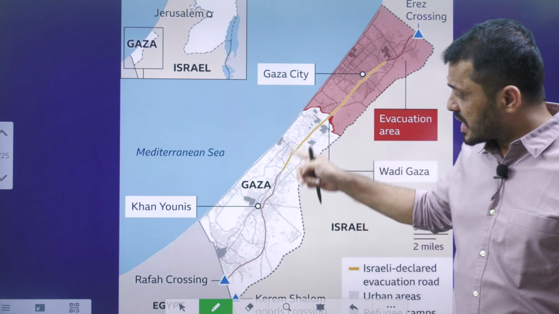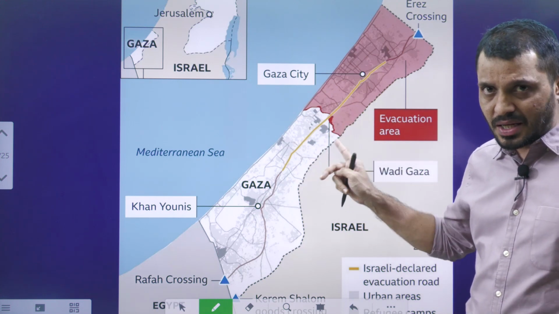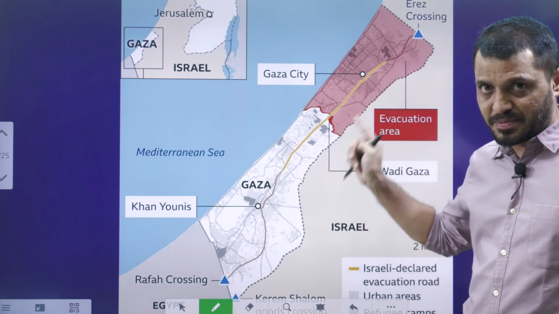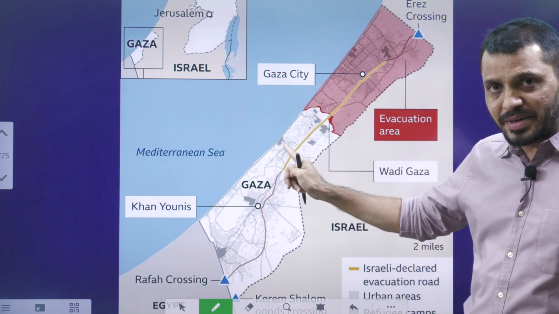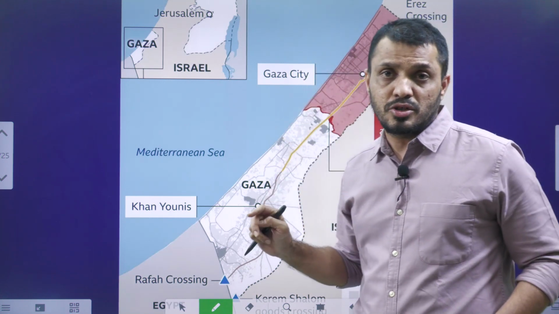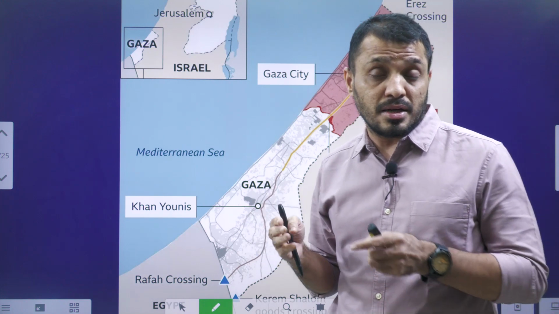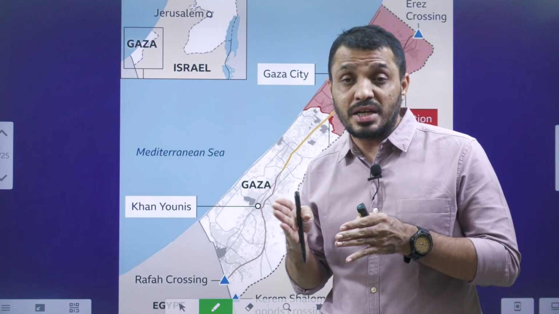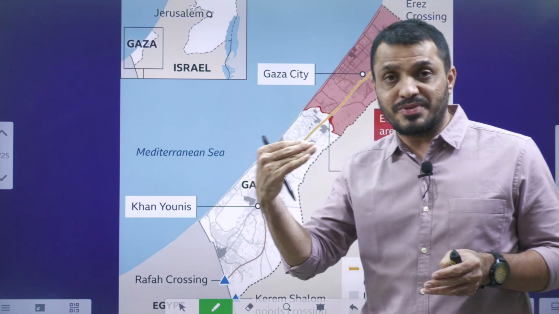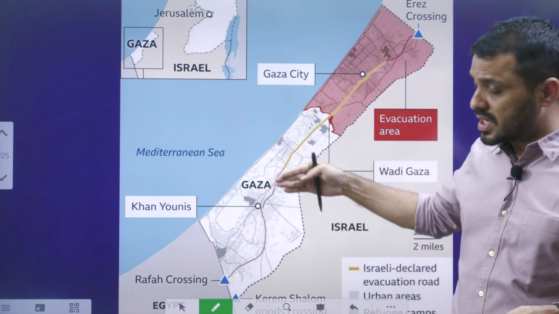You know that Gaza is one territorial part of Palestine. The other part is the West Bank. Gaza has borders with the Mediterranean Sea, whereas the West Bank is towards the Jordan River. The Jordan River's west bank is the West Bank. This is the Gaza area.